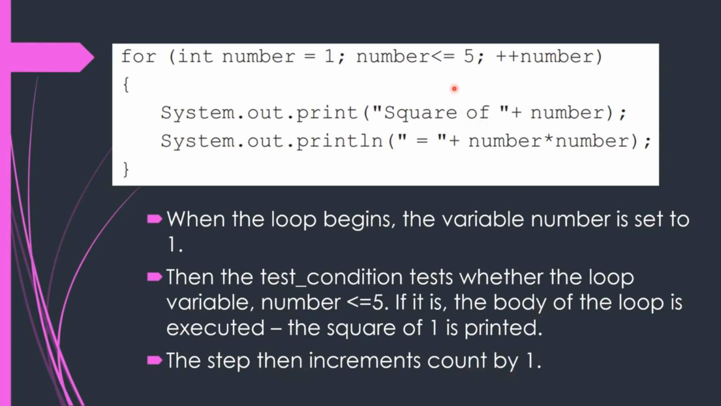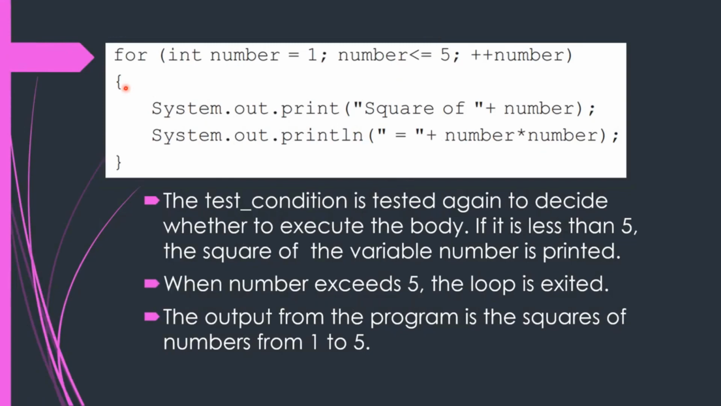As I told you, after testing the condition and executing, after these steps, the change counter step takes place, means the value of the counter is changed. So here for changing the value, we have used this statement plus plus number. What will it do? It will increment the count by 1. Here the test condition is tested again to decide whether to execute the body. If it is less than 5, the square of the variable number is printed.